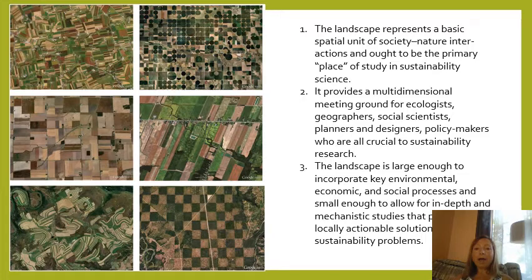And finally, a landscape has its own range of scales, and the landscape scale is large enough to incorporate complexity of various environmental, economic, and social processes and their interactions. But it's also small enough, it's detailed enough to allow us in-depth studies and in-depth understanding that can lead to actionable solutions and implementation of those solutions at the landscape scale.